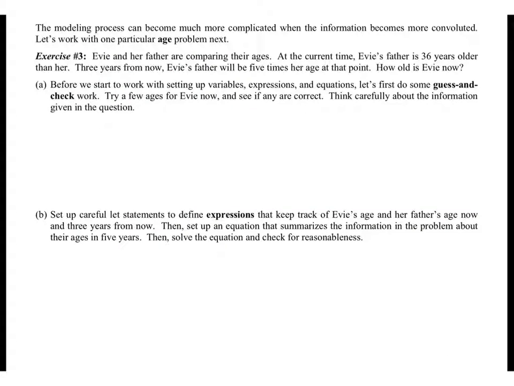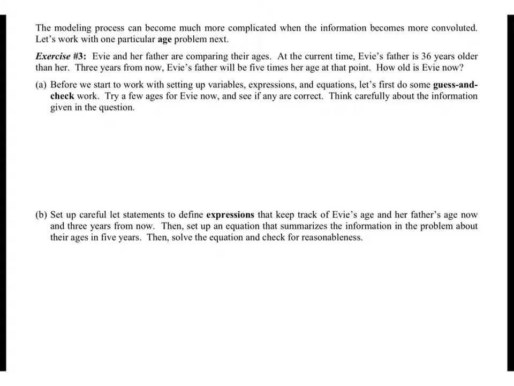The modeling process can become much more complicated as the information becomes more convoluted. Let's work with one particular age problem next. Evie and her father are comparing their ages. At the current time, Evie's father is 36 years older than her. 3 years from now, Evie's father will be 5 times her age at that point. How old is Evie now? Before we start to work with setting up variables, expressions, and equations, let's do some guess and check work. So try a few ages for Evie now and see if any are correct.